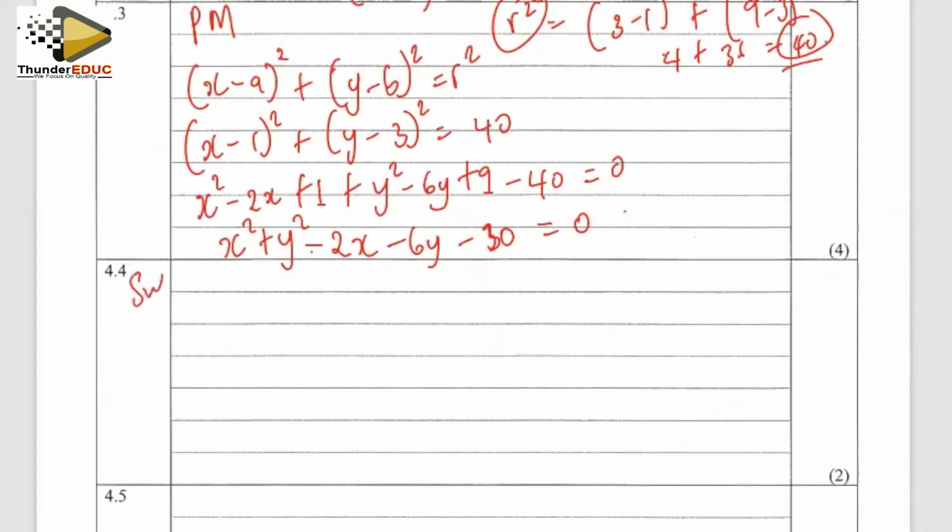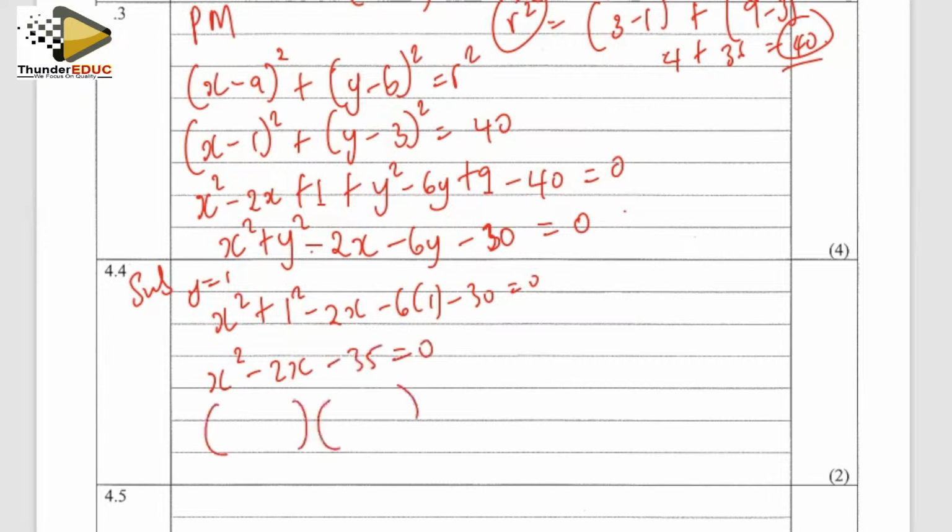So substitute y as a 1. So we shall have x squared plus 1 squared minus 2x minus 6 times 1 minus 30 is 0. Collect the like terms, x squared minus 2x. This is going to be minus 36 plus 1, which is minus 35 is 0. Factorize this out. That is x and a 7, x and a 5. Make this a minus and a plus. So x is either 7 or x is going to be minus 5. But we're looking at D on the positive axis. Therefore, D is going to be 7.